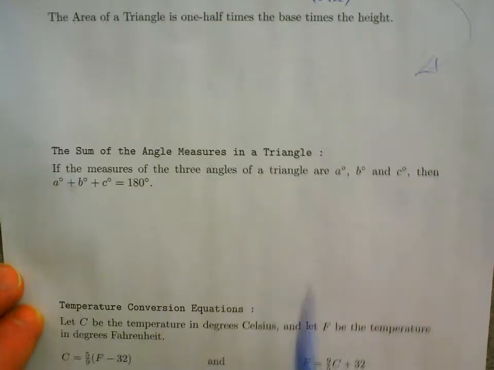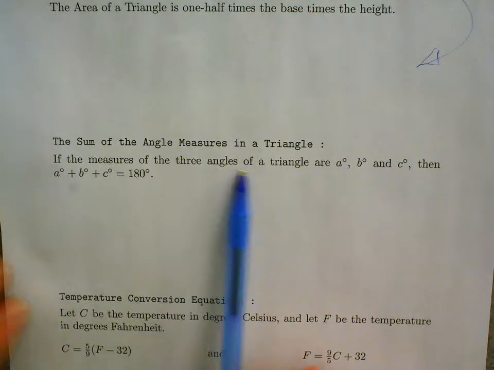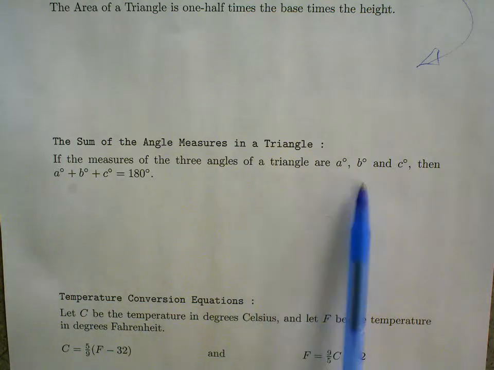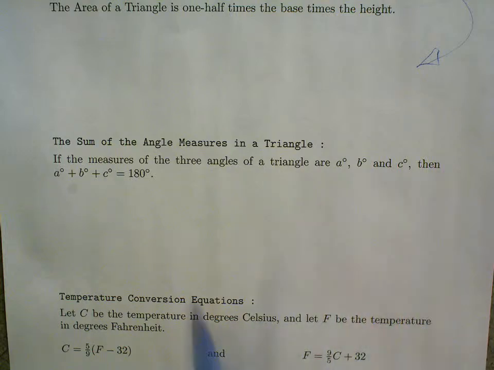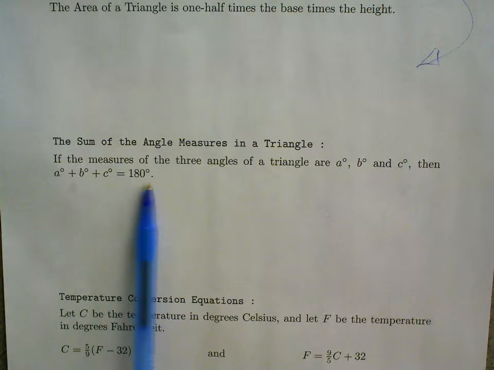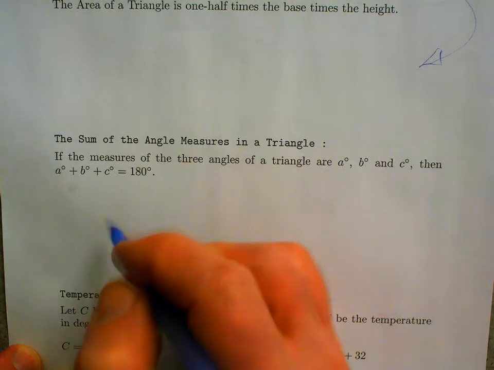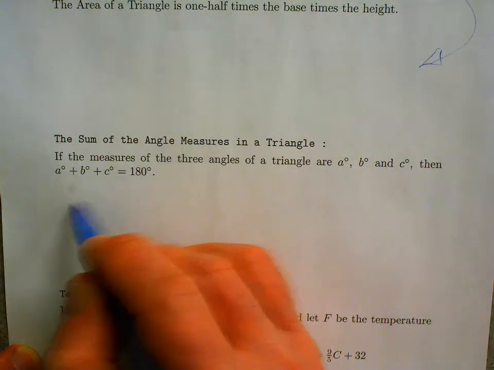Okay, the next formula, the sum of the angle measures in a triangle. If the measures of the three angles of a triangle are A degrees, B degrees, and C degrees, then when you add those up, it has to add up to 180 degrees. Okay, so it doesn't matter what kind of triangle it is.